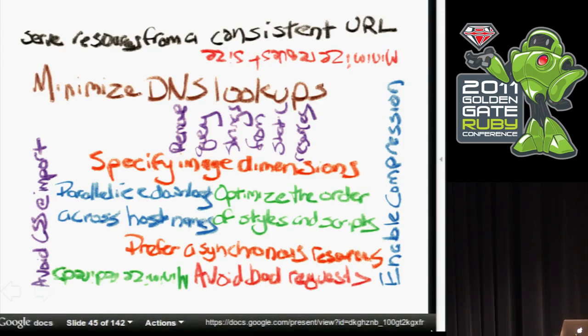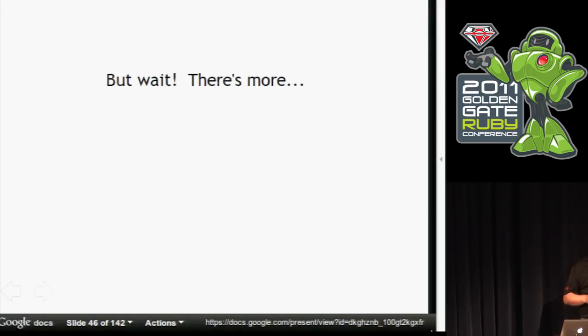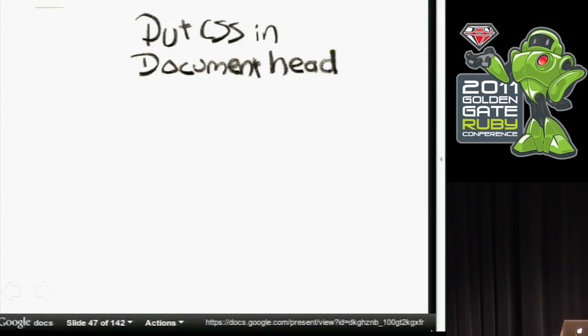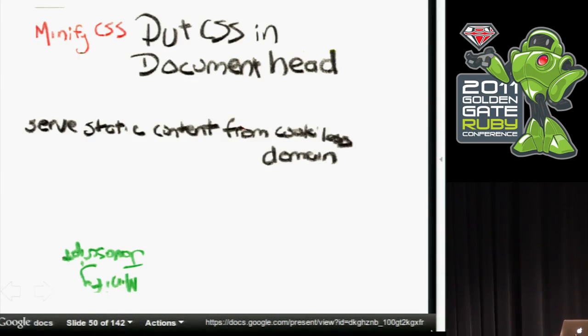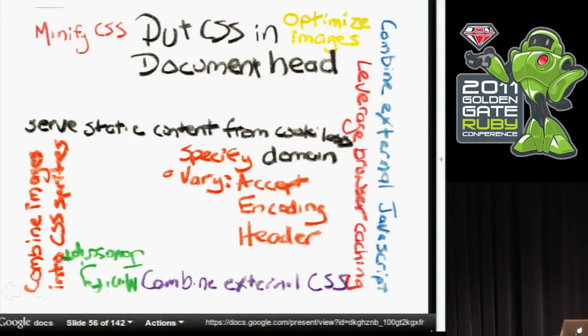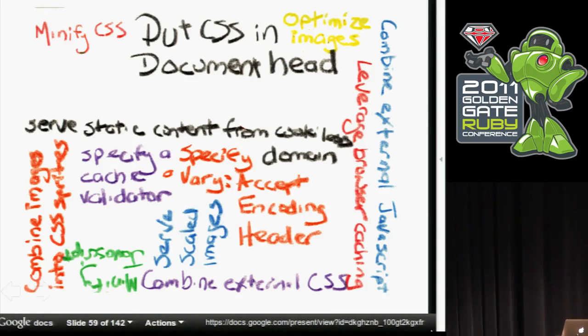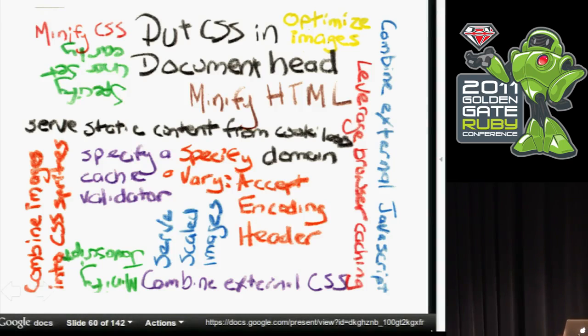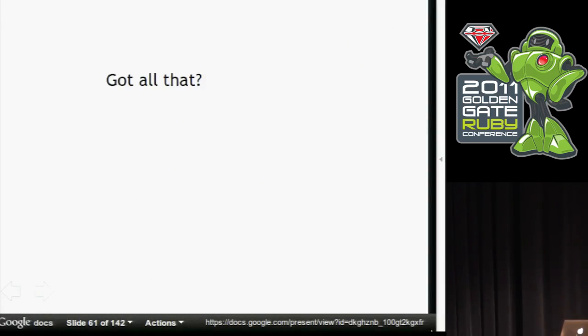lookups. There's more. They also put the CSS in the document head, minify JavaScript, minify CSS, serve static content from cookieless domains, combine external JavaScript, combine external CSS, combine images into CSS sprites, optimize images, leverage browser caching, specify vary accept encoding header, specify cache validator, serve scaled images, minify HTML, and specify character set early.